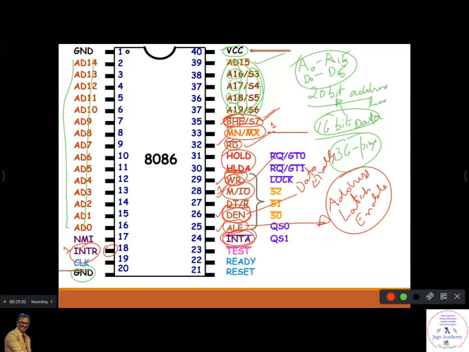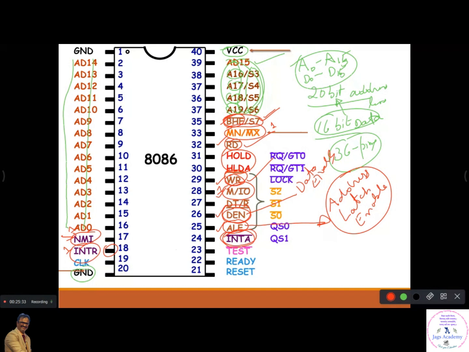There is something called a non-maskable interrupt. Non-maskable interrupt means that if any signal comes to this pin as 1, the microprocessor has to respond, especially for a power failure. Whenever there is a power failure, the microprocessor has to respond and give a signal that you should try to save your data, there is a power failure. So that is called a non-maskable interrupt.